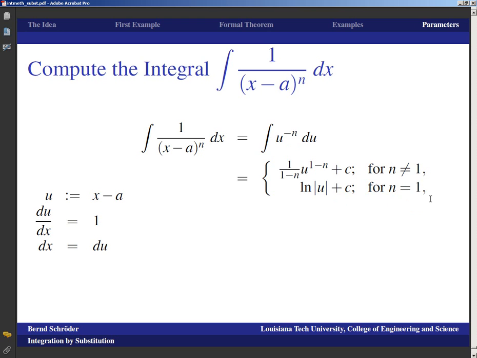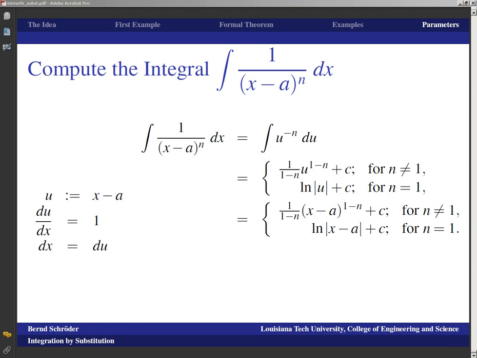And that, of course, also somehow connects to that mistake that I made in the previous presentation. Well, if your exponent is in the denominator, then you have to worry about n equals 1, not about n equals −1. Either way, we do the back substitution, and this is the result. The antiderivative is 1/(1 − n) times (x − a)^(1 − n) plus c for n not equal to 1, and ln|x − a| plus c for n equal to 1.